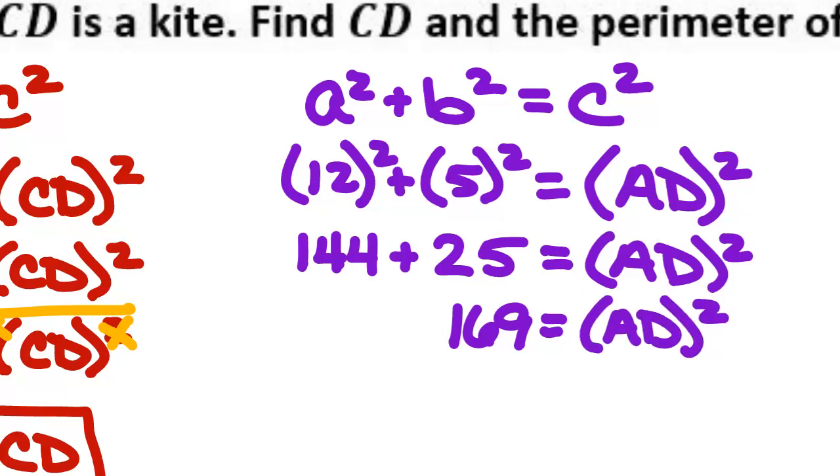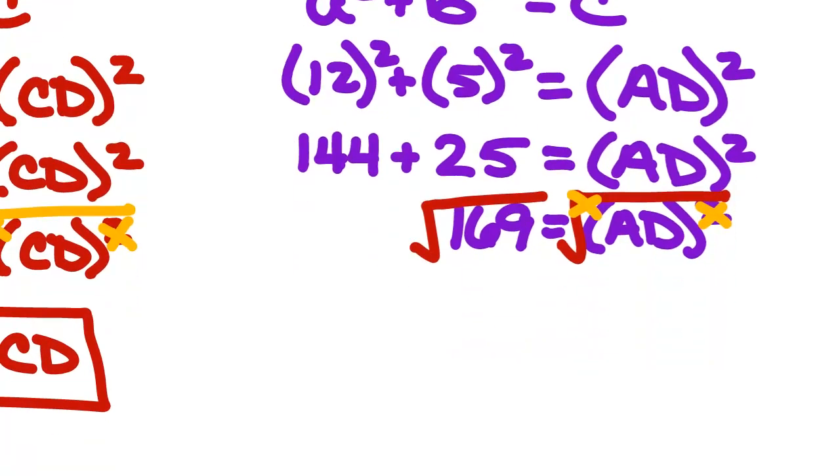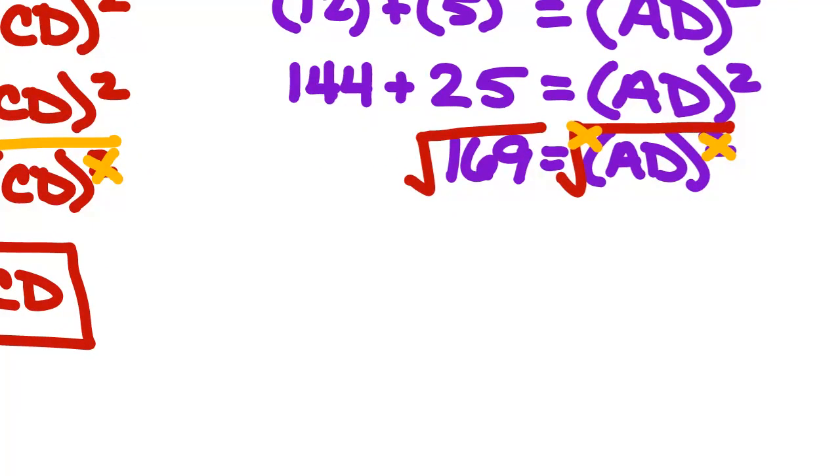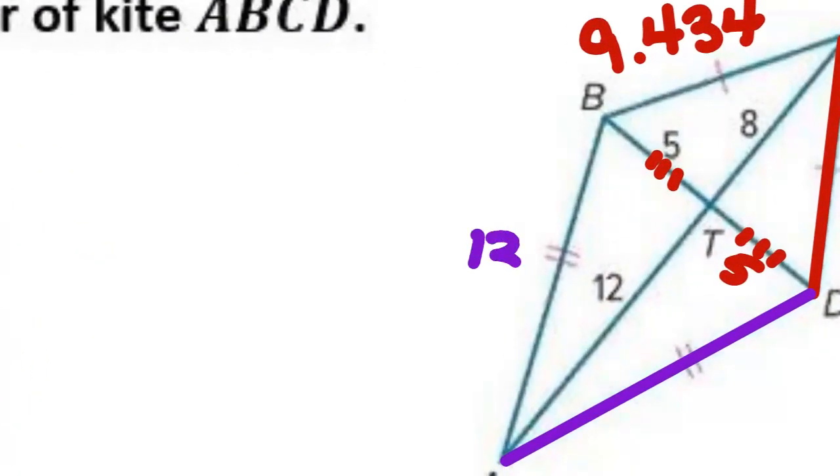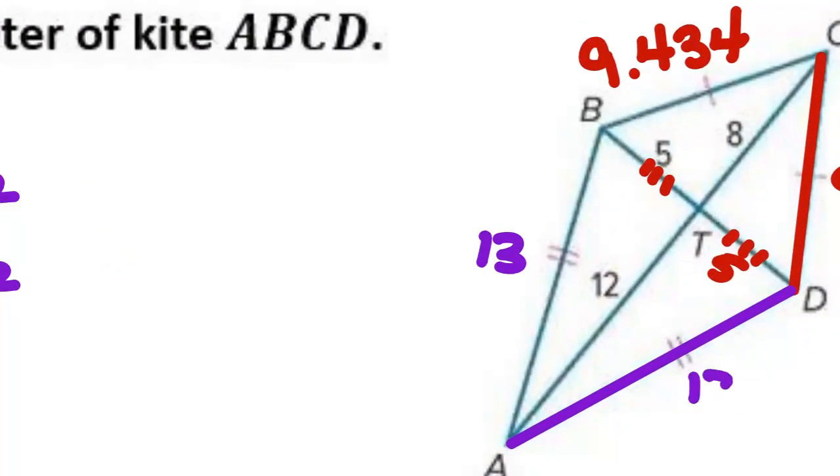And then what do I need to do? Square root it. If you do it to one side, you've got to do it to the other side. On the right, the squared and the square root cancel out. What is the square root of 169? 13. This one came out to a nice, pretty whole number. So I'm going to come over here and add that to my picture. 13 and 13.